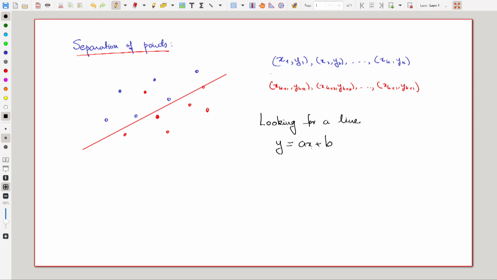So, we are looking for this line, and we want this line to have the property that the blue points are above the line. So, what does that mean in terms of x 1 and y 1? Above means the y coordinate should be more than the y coordinate on the line, which means y 1 should be greater than a x 1 plus b, right.